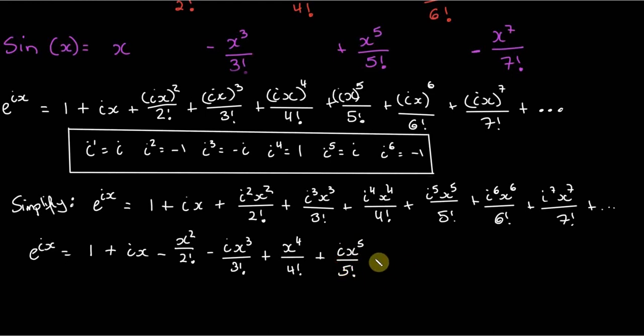And I'll just go to the 6th. So what is i raised to the power of 6? It's -1, so it's going to be minus x raised to the power of 6 over 6 factorial, and plus, and that again just goes on and on, right? So I'll just stop here.